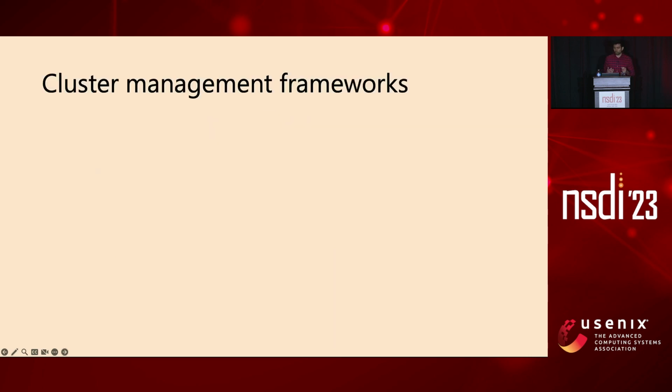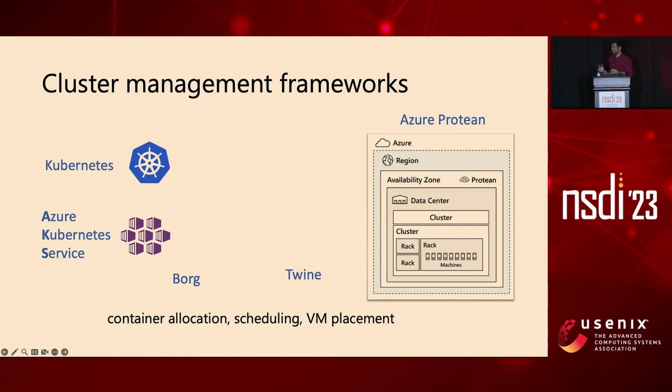So large-scale cloud providers often rely on cluster management frameworks for their operation. These cluster managers perform a variety of essential functions like job scheduling, container allocation, VM provisioning, resource auto-scaling, and so on. And given the scale at which these cluster managers operate, they often have a large impact on the effectiveness and efficiency of the end-to-end system that they are a part of. Some examples of cluster managers include Kubernetes, Azure Protean, Google's Borg, Facebook's Stony.